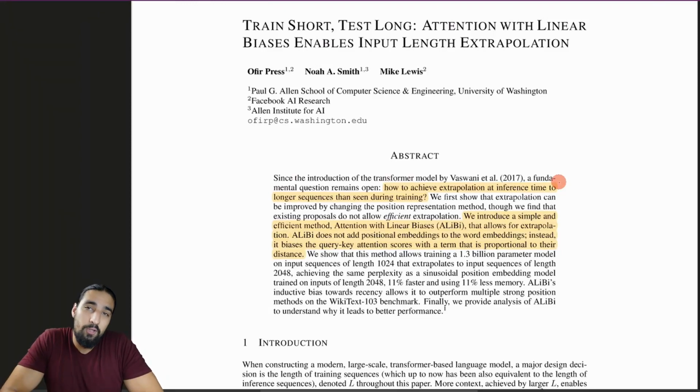What's up, guys? In this video I'm covering yet another transformer paper. Train Short, Test Long: Attention with Linear Biases Enables Input Length Extrapolation by Ofir Press, Noah Smith, Mike Lewis from Paul Allen School of Computer Science, FAIR, and Allen Institute for AI.